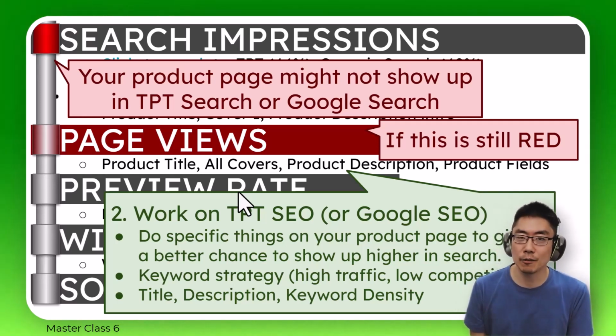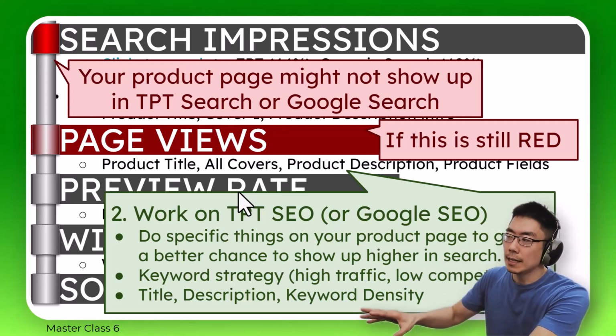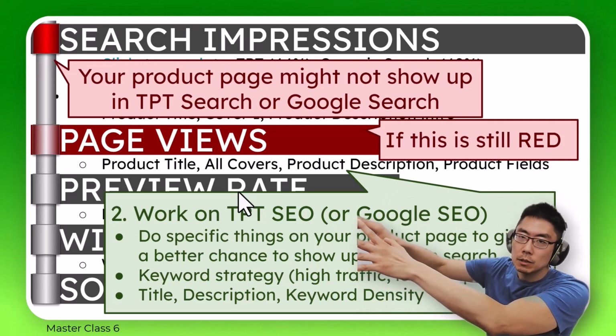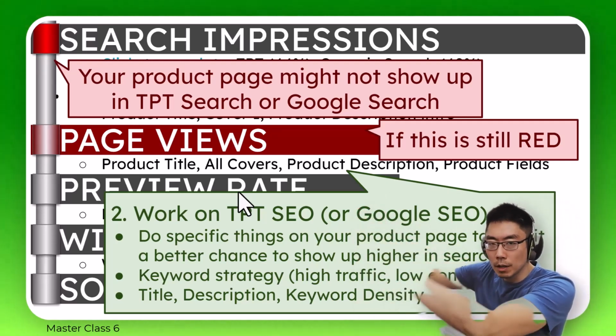But test whatever you've heard from your TPT sources of information. Improve your TPT SEO, and maybe you'll show up on a different Google or TPT search engine result page, and then you have unblocked that part of the funnel.